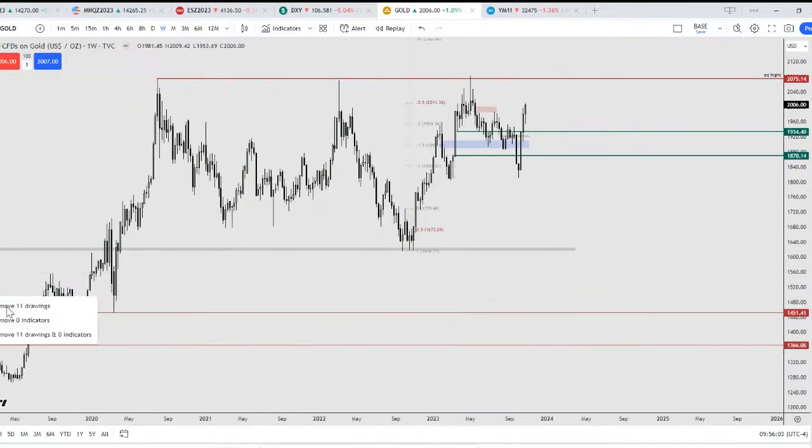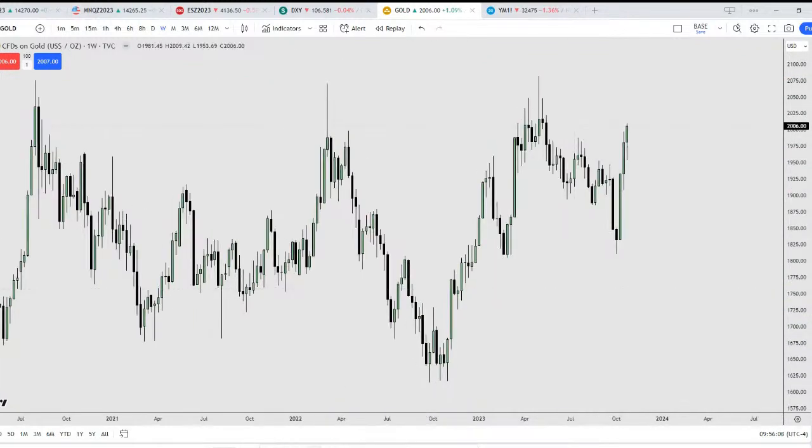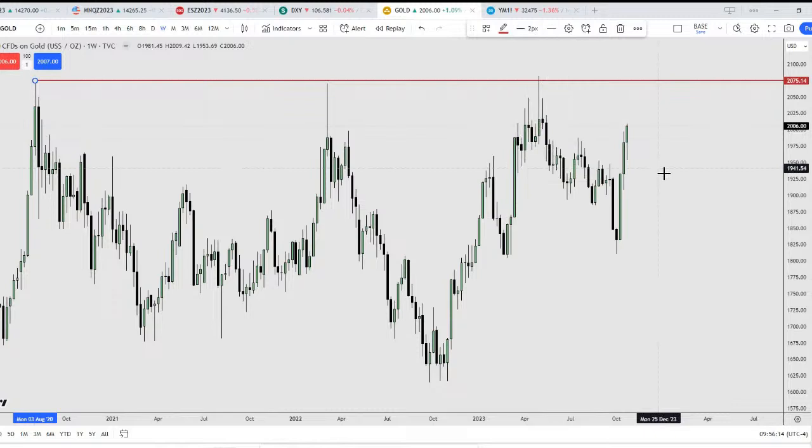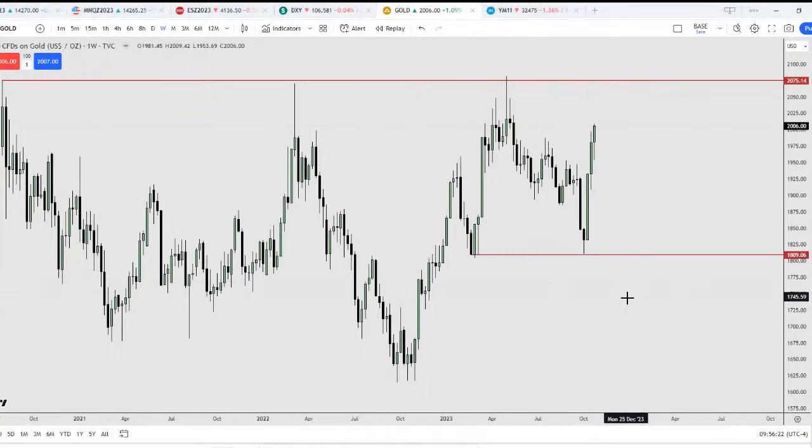I'm going to erase all the drawings here. I'm going to start drawing it again, so maybe you can see how I derived this, or how I draw from a plain chart.